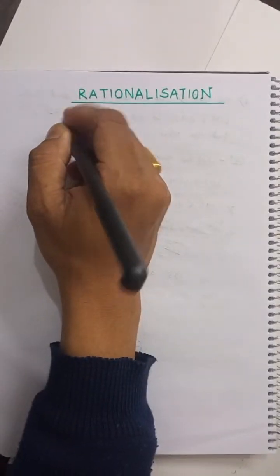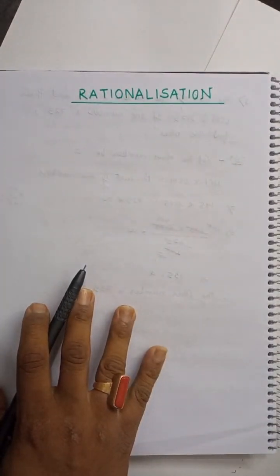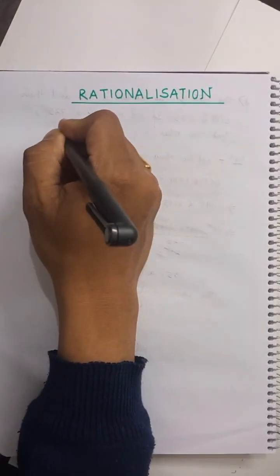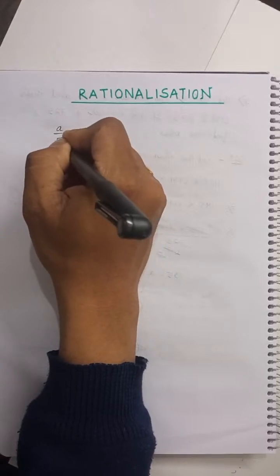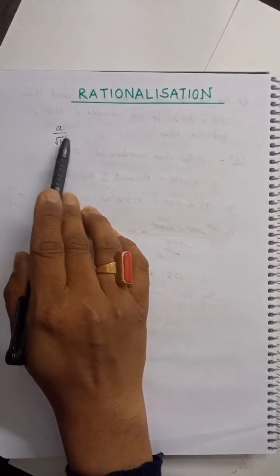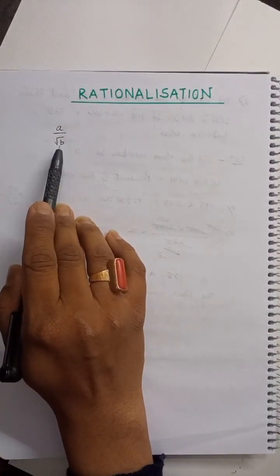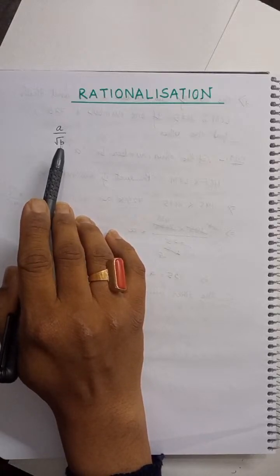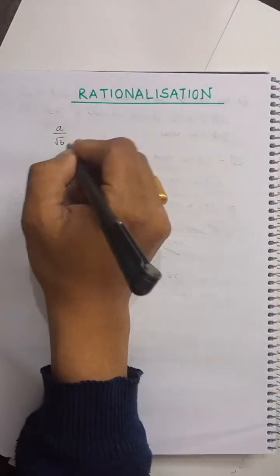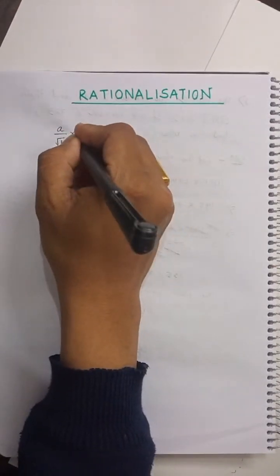As you can see in the thumbnail of my stream, let me explain it by taking a general form of a number. Now we know that any number under the radical sign is irrational. Suppose a by root over b. Now we have to convert this irrational denominator into rational. That is what rationalization is. So how are we going to convert it? This form of the number is very easy to rationalize.